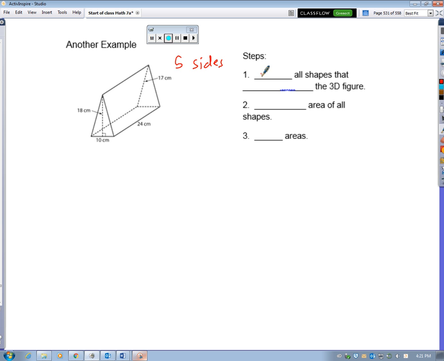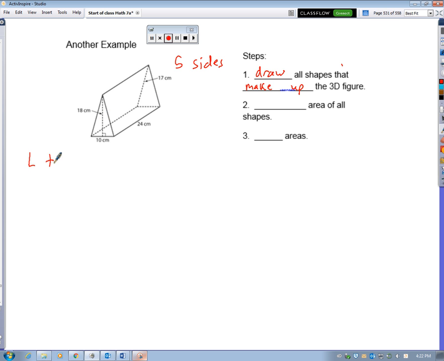Step number 1, we're going to draw all shapes that make up the 3D figure. Okay, drawing this out just helps us stay organized. So let's start drawing this. We have our 2 triangles here. Okay, we'll call this our left triangle and our right triangle.